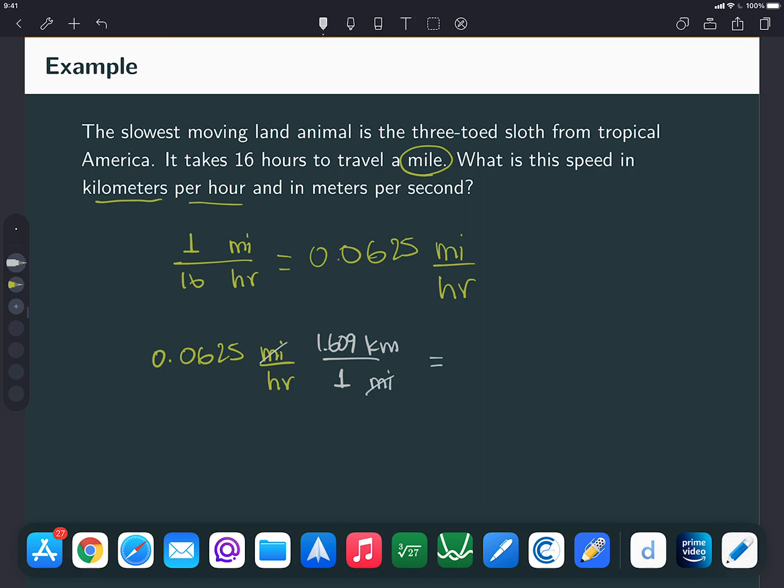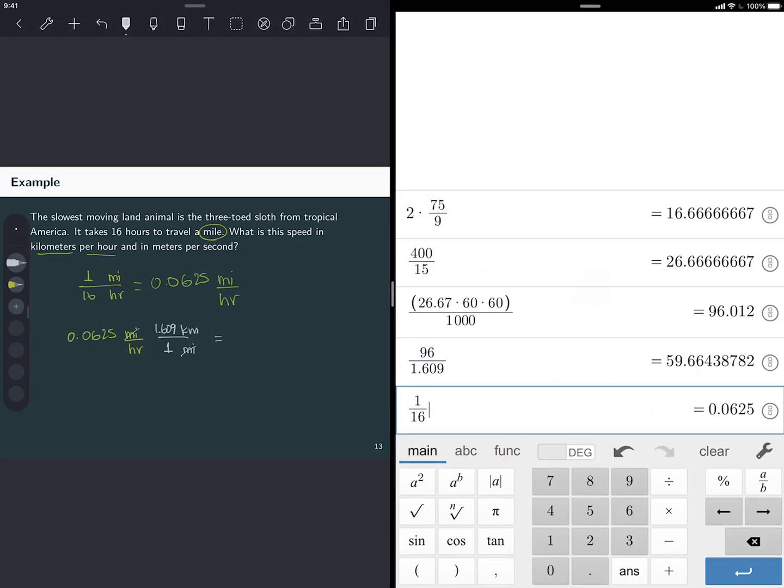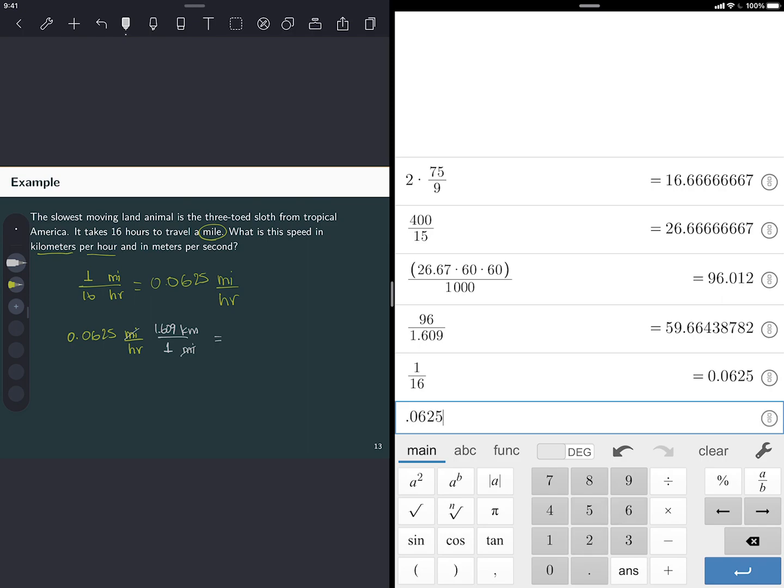So just multiply 0.0625 times 1.609. So it's 0.101. So I'm going to leave it like that. Because these are units that kind of make sense, right? If it's 0.101 kilometers, that means it's 101 meters. It's kilometers per hour.